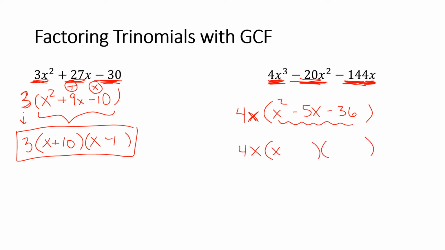We know we would need x times x to end up with that x squared. And then we're looking for two numbers that multiply to negative 36 and add up to negative 5. So something that multiplies to negative 36. What about negative 9 and 4? Negative 9 times 4 is negative 36, and negative 9 plus 4 is negative 5. So we're going to have x minus 9 and x plus 4.